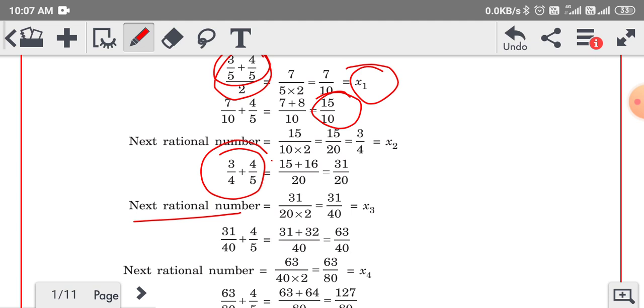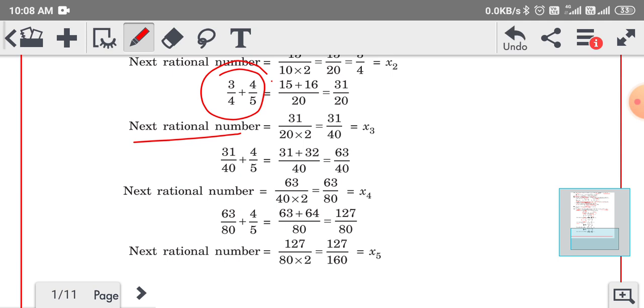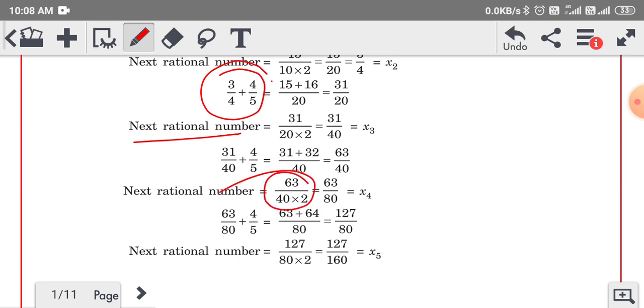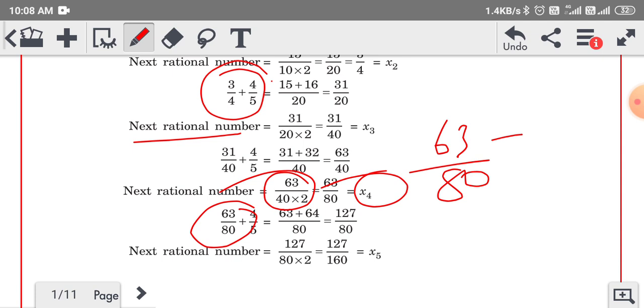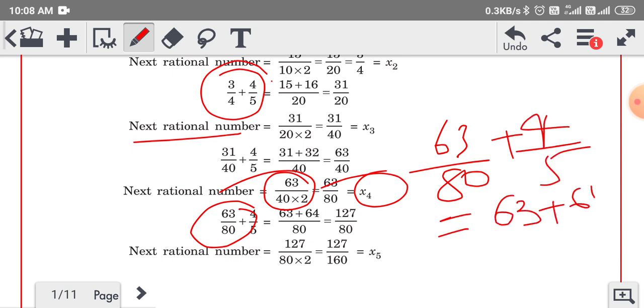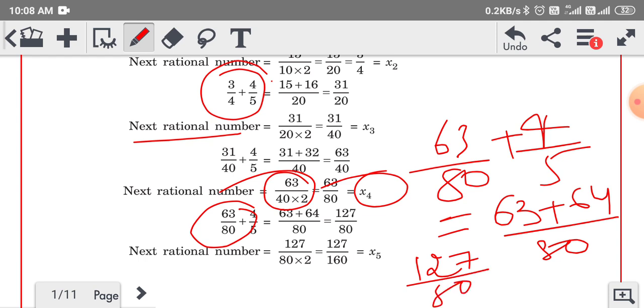And next is 31 by 40 plus 4 by 5 is equal to 31 plus 32 by 40 is equal to 63 by 40. The next rational number is equal to 63 by 40 into 1 by 2, which is 63 by 80, equal to x4. Then 63 by 80 plus 4 by 5 is equal to 63 plus 64 by 80, that's equal to 127 by 80. And the next rational number is equal to 127 by 80 into 1 by 2, that is 127 by 160, equal to x5.